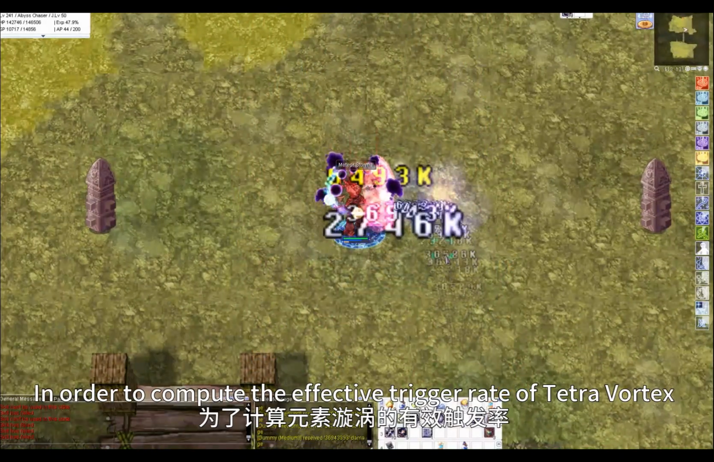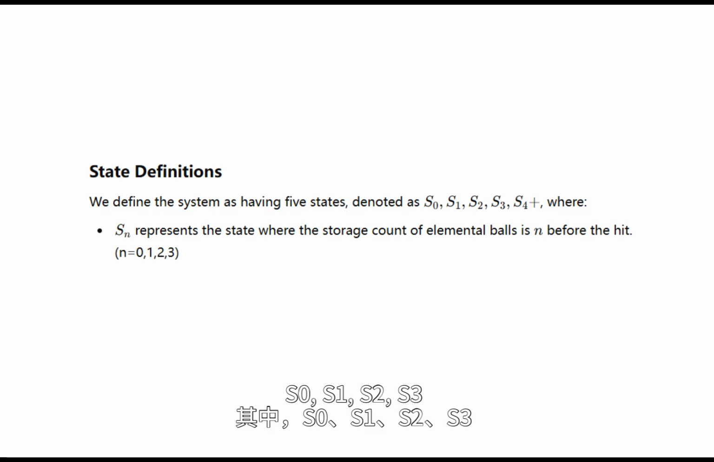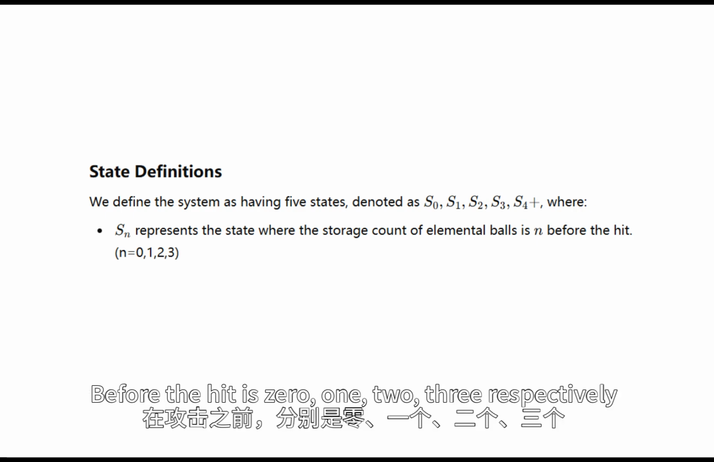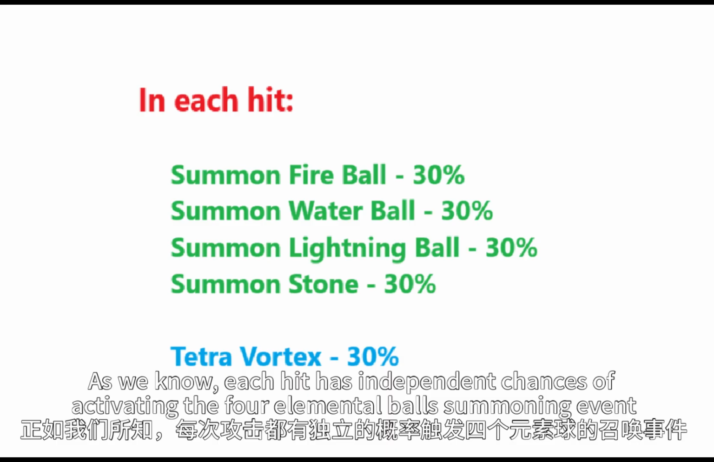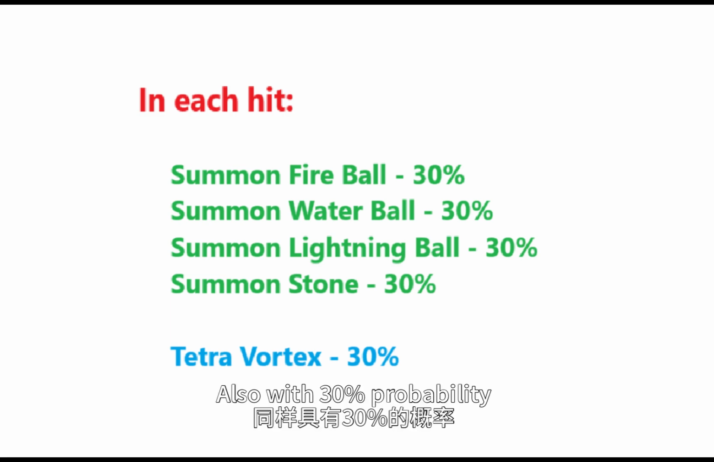In order to compute the effective trigger rate of Tetra Vortex, we have to define 5 different states. S0, S1, S2, S3 represent that the current amount of summoned elemental balls before the hit is 0, 1, 2, 3 respectively. And S4 plus means that currently we have 4 or more elemental balls summoned before the hit. As we know, each hit has independent chances of activating each of the 4 elemental ball summoning events, each with 30% probability, and the Tetra Vortex trigger event also with probability 30%.